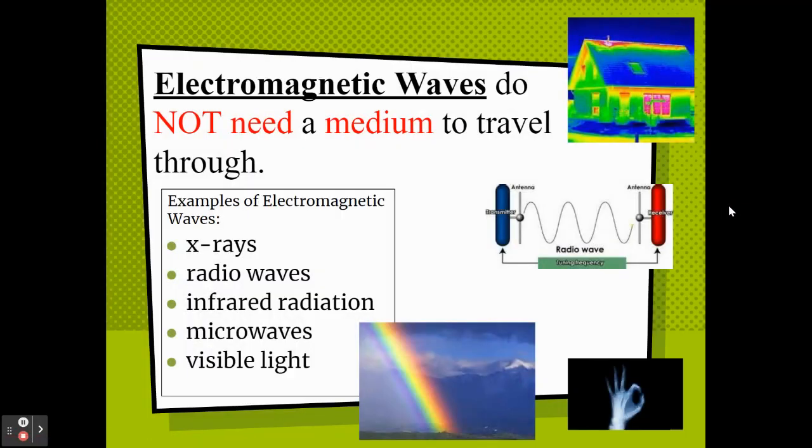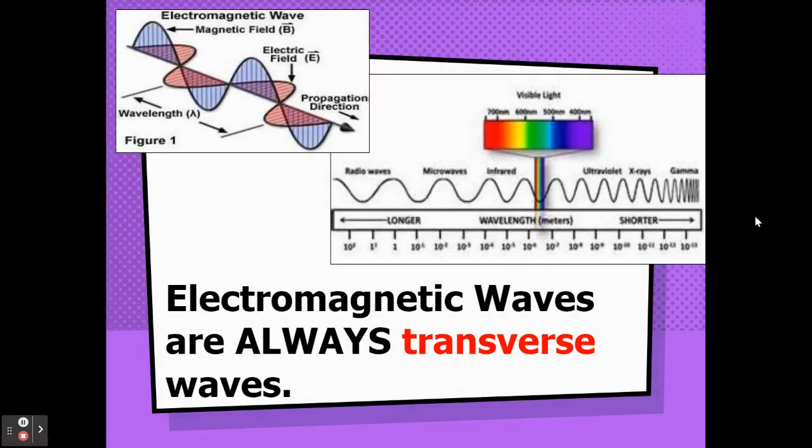And then we have electromagnetic waves, which do not need a medium to travel. And electromagnetic waves are always transverse waves. So electromagnetic waves are always transverse waves.